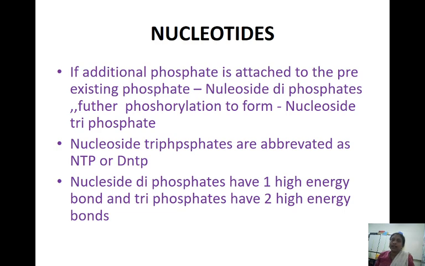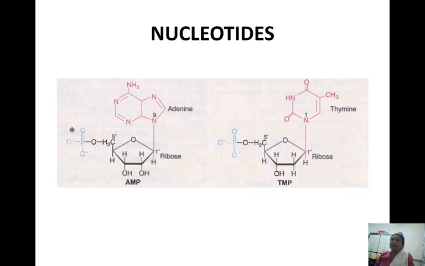In diphosphates, there is one high energy bond between the two phosphates, and in triphosphates, there are two high energy bonds among the three phosphates. These high energy bonds, each of which on hydrolysis is called a squiggle bond, or acid anhydride bond, yield more than 7, about 7.6 kilocalories of energy. Now coming to the structure, let us see the structure of AMP.